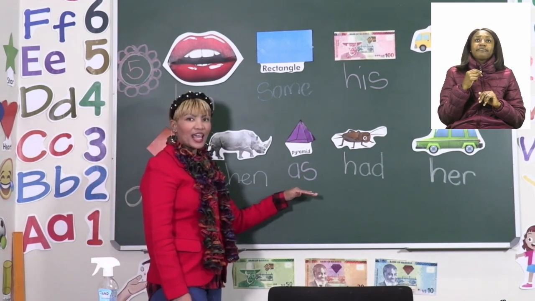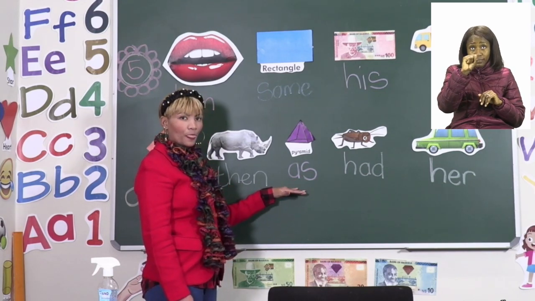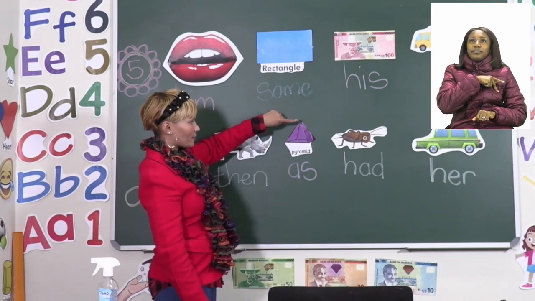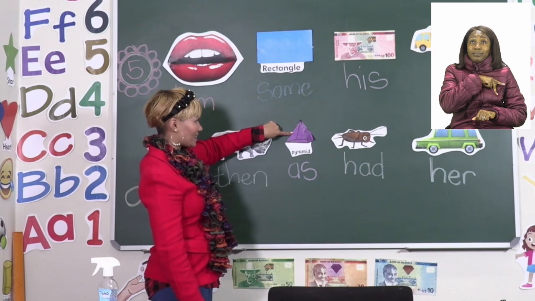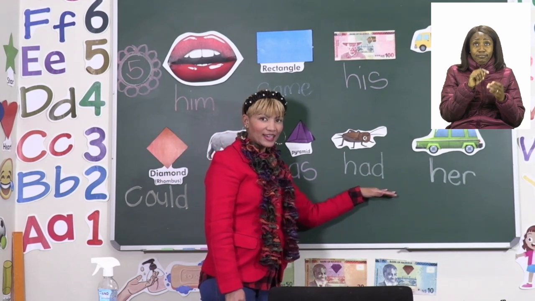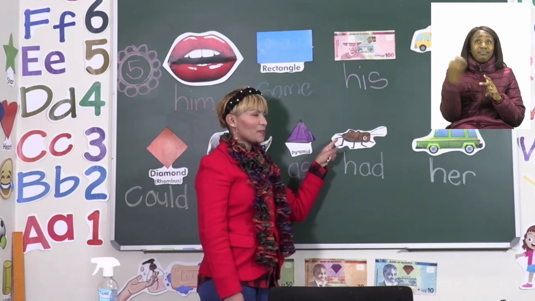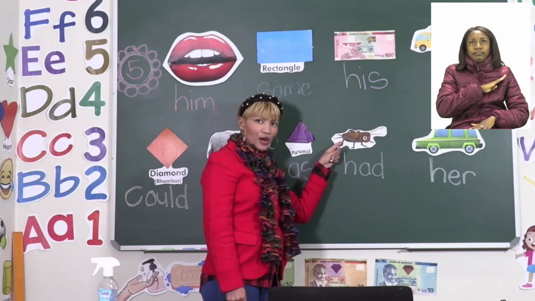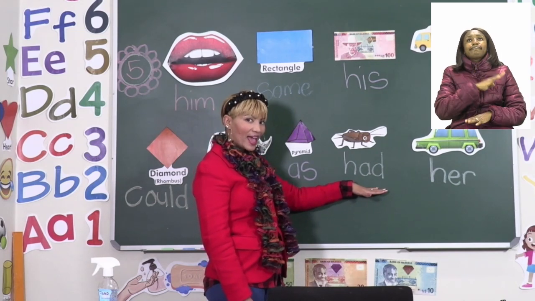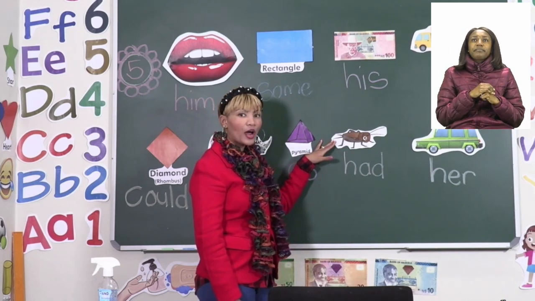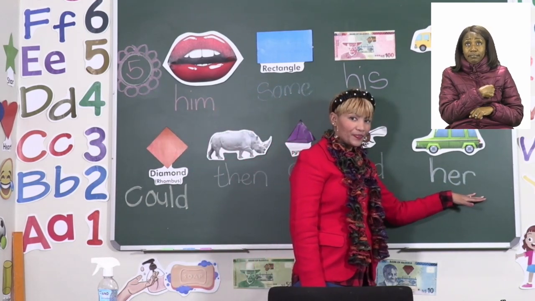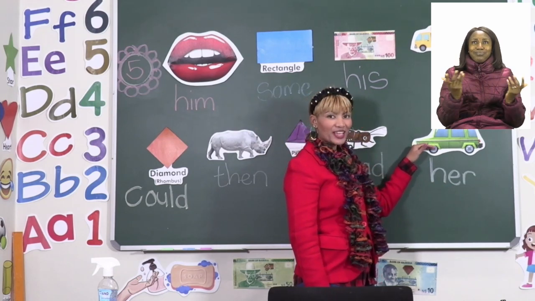Moving on, the next word is as. So all the little blocks with the word as in it, you have to color purple. That's right. All the little blocks with the word had, you have to color brown. Can you see this nice brown grasshopper? That's the color. So all the blocks with the word had, you have to color brown. And then all the blocks with the word her, you have to color green.